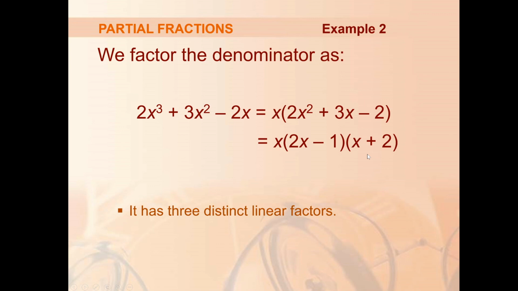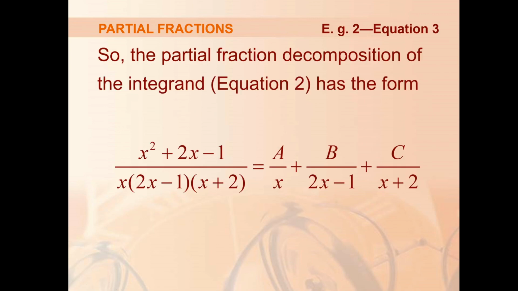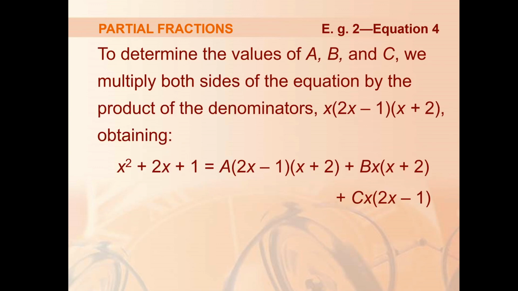So one is x, the other one is 2x minus 1, the third one is x plus 2. If we see any case like that, the way to factor it out is to separate the terms like a over x for the first linear factor, then b over 2x minus 1 for the second, and then c over x plus 2 for the third. And now we want to find the values of a, b, and c. So multiply by the missing element for the least common denominator, so we end up with this.